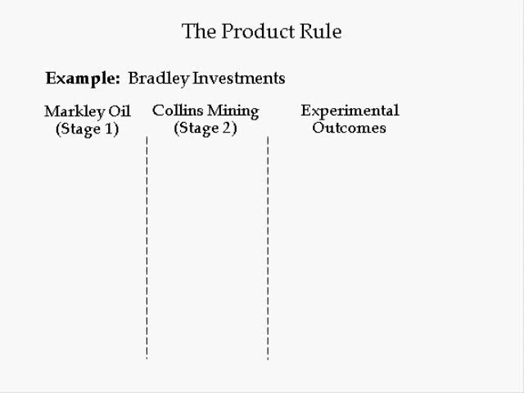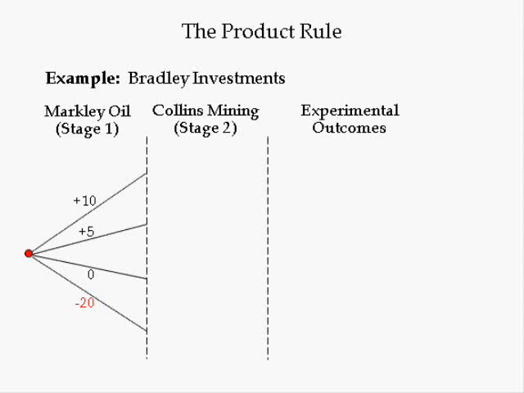The product rule is used to compute the number of experimental outcomes. The tree diagram illustrates this by generating all experimental outcomes. The first stage of the experiment involves the 4 outcomes of investing in Markley Oil. The first stage of the tree diagram shows the 4 branches of the tree corresponding to Markley Oil.